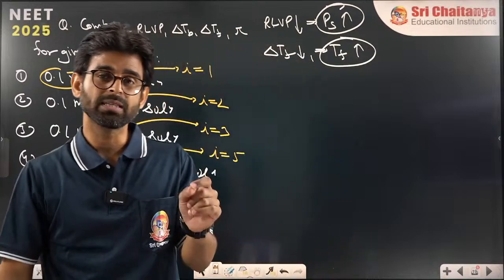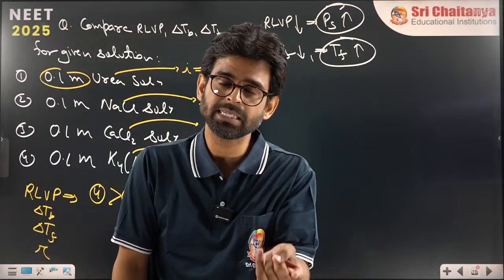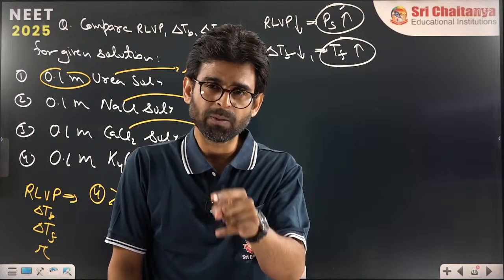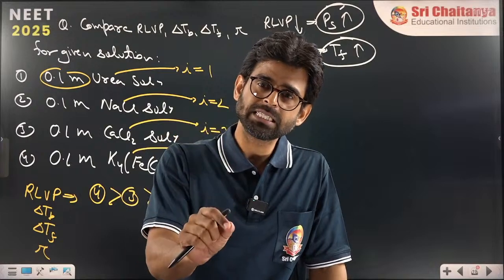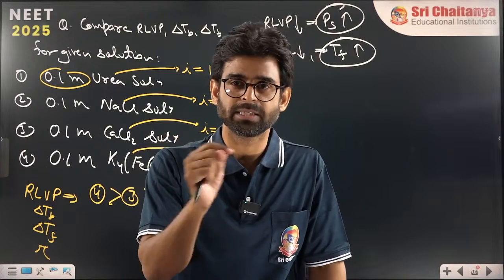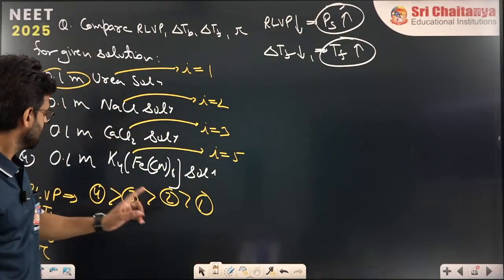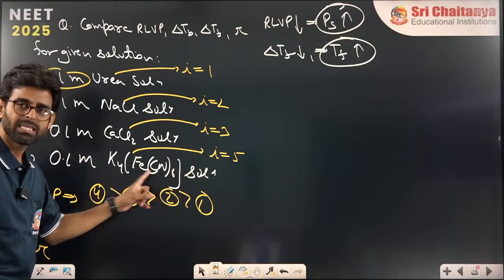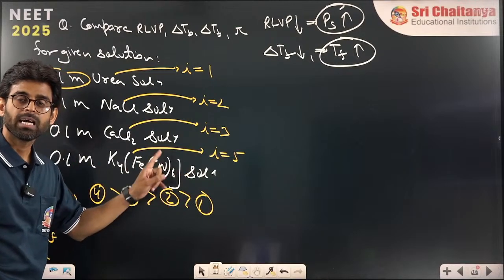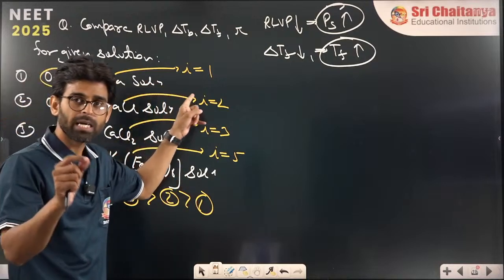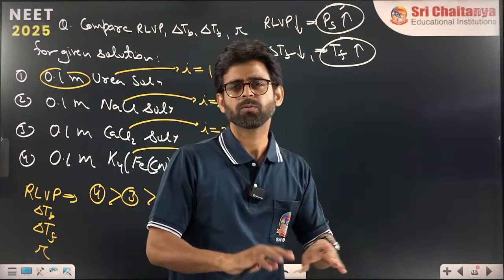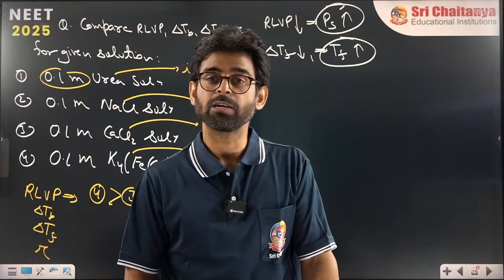So be careful what they are asking. They are asking RLVP highest, or they are asking vapor pressure of solution highest, or they are asking delta TF highest, or they are asking TF highest. I am saying once again, this one has highest delta TF. Depression in freezing point is highest, but here freezing point of solution is highest. So be careful about these 4 or 5 points.